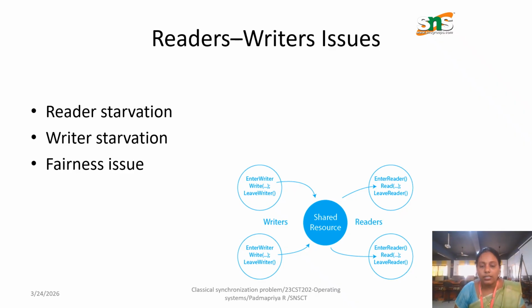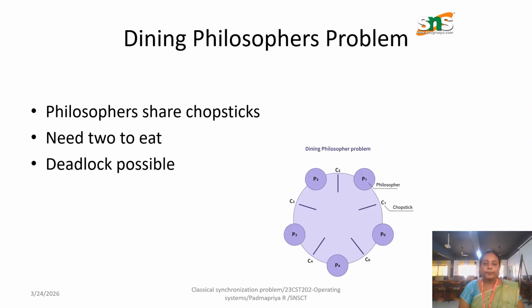Here, there is a shared resource. If a writer has entered to write in that resource, the other processes can only read that resource. They can't override the same thing here. When the writer leaves that resource, the other processes can write in the shared resource.